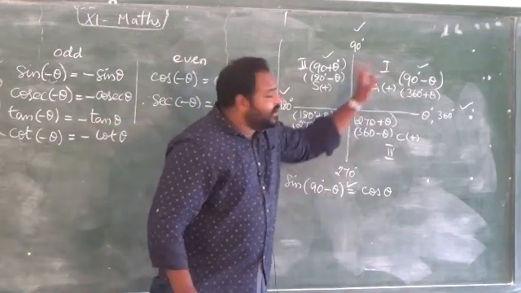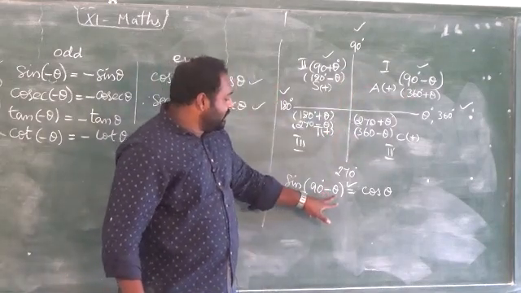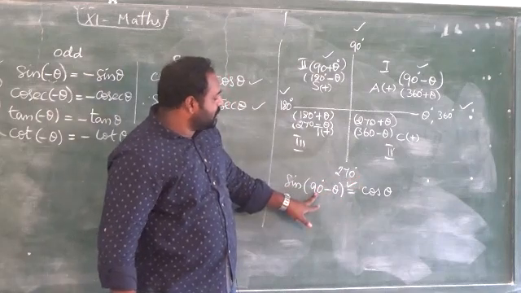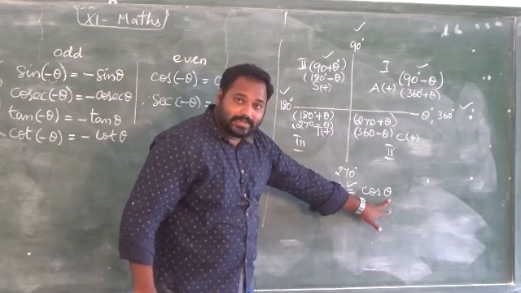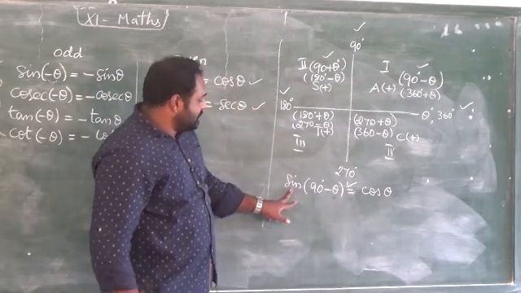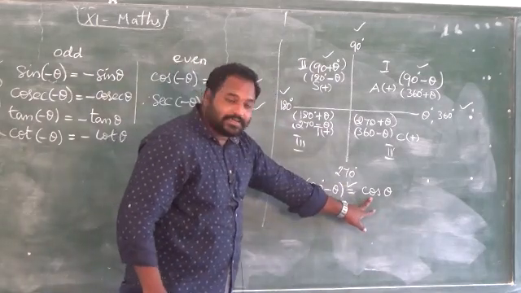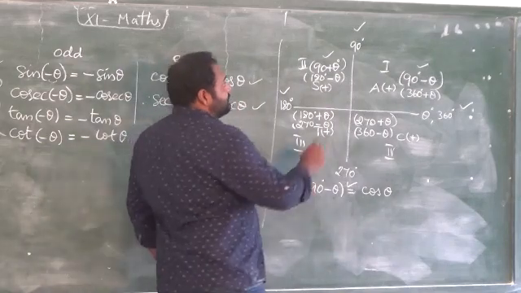All these 8 values. Okay, so 90 minus theta: 90 one rotation is over, so 90 will be gone. Then the theta value will be here. How, sir? Here we have a sine. How can we write cos? That's what I said already.